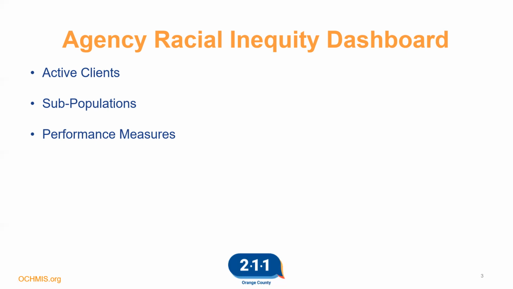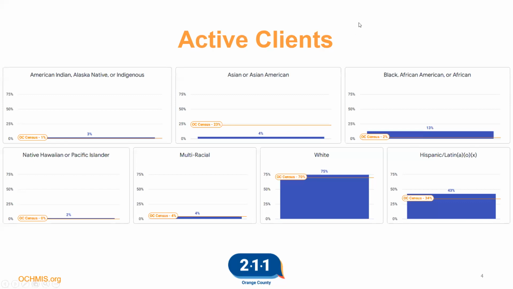So right now, the agency racial inequity dashboard has three main sections. We are looking at active clients. We're also looking at subpopulations and then performance measures. And so let me go first into active clients. This section allows you to see how many clients are in HMIS being served at your agency during whatever the reporting period may be. And then it allows you to compare that data to the OC census.